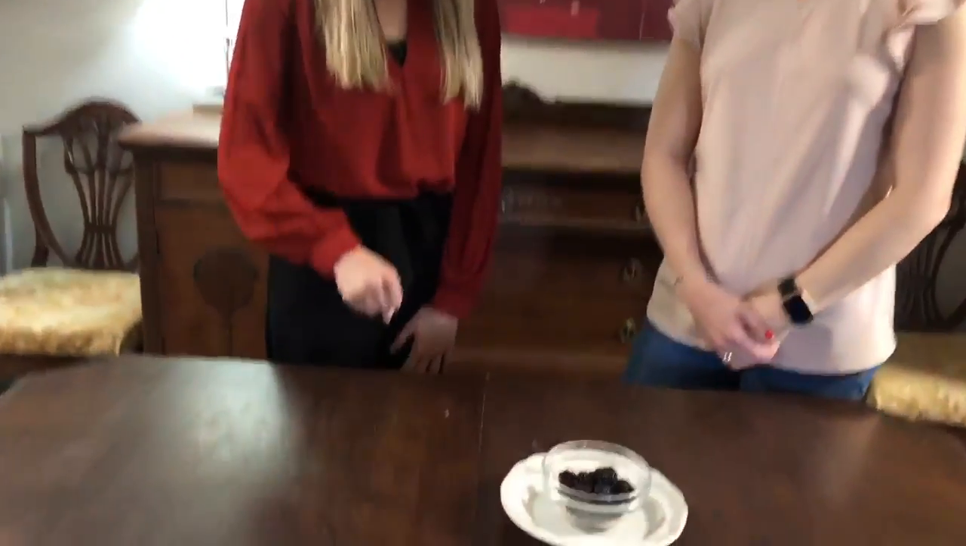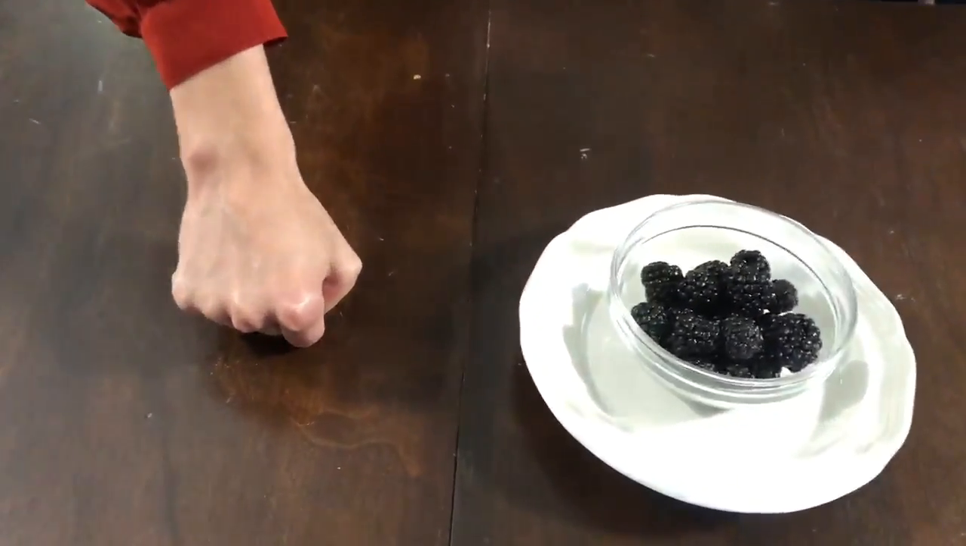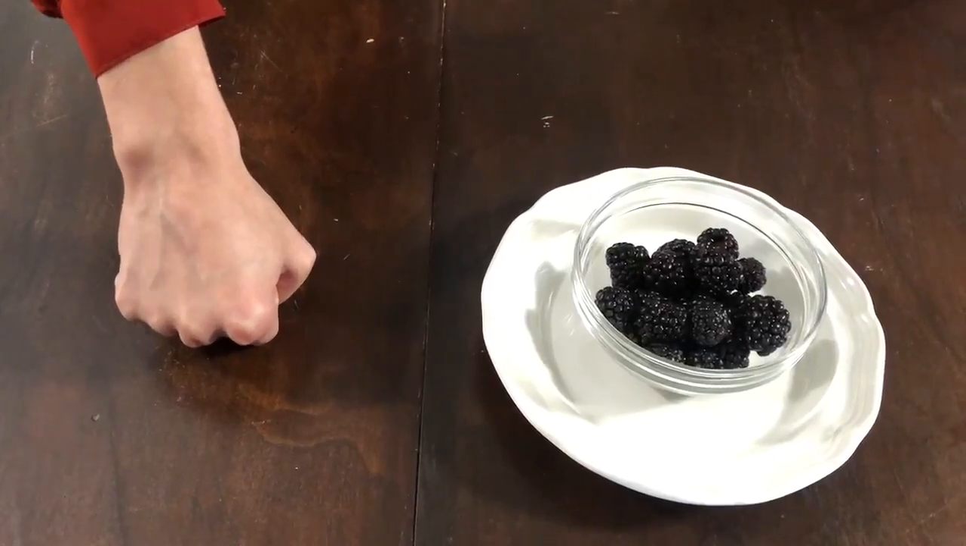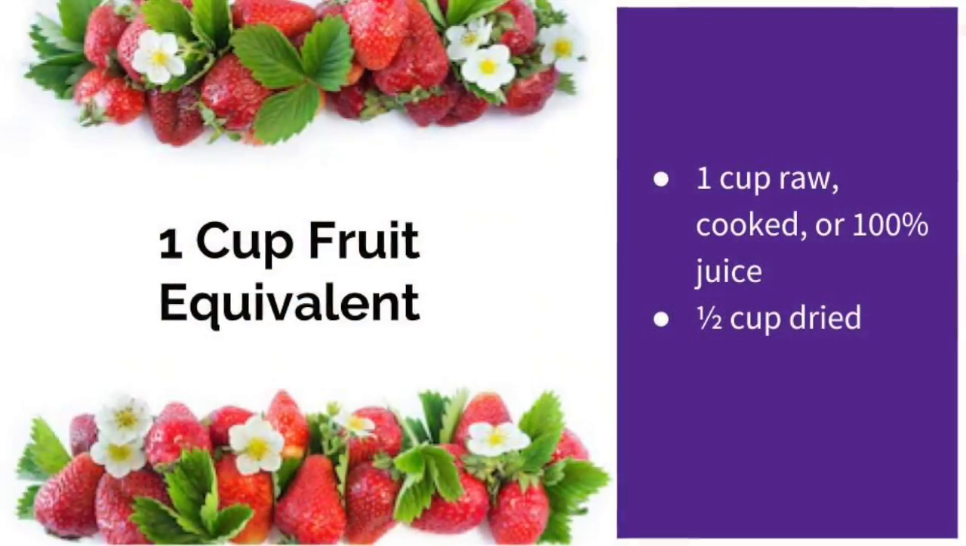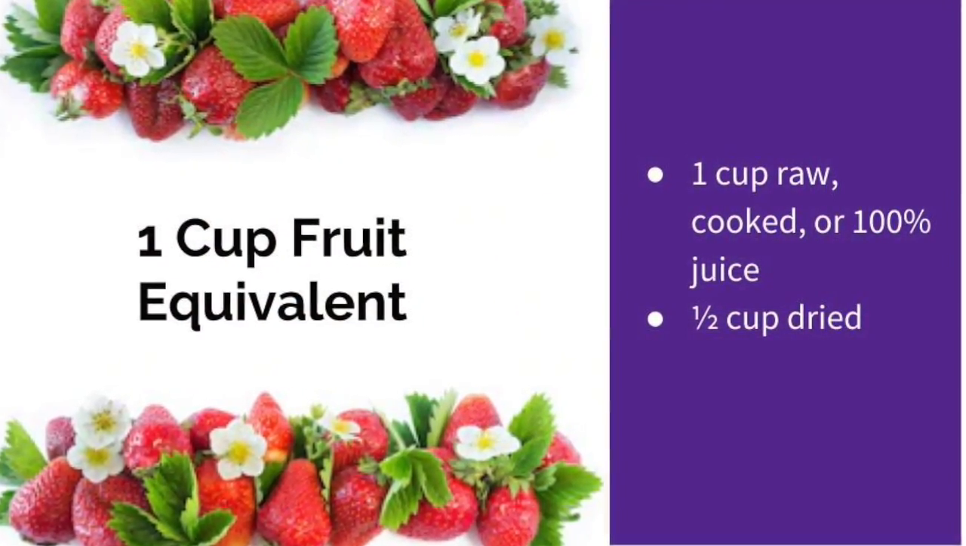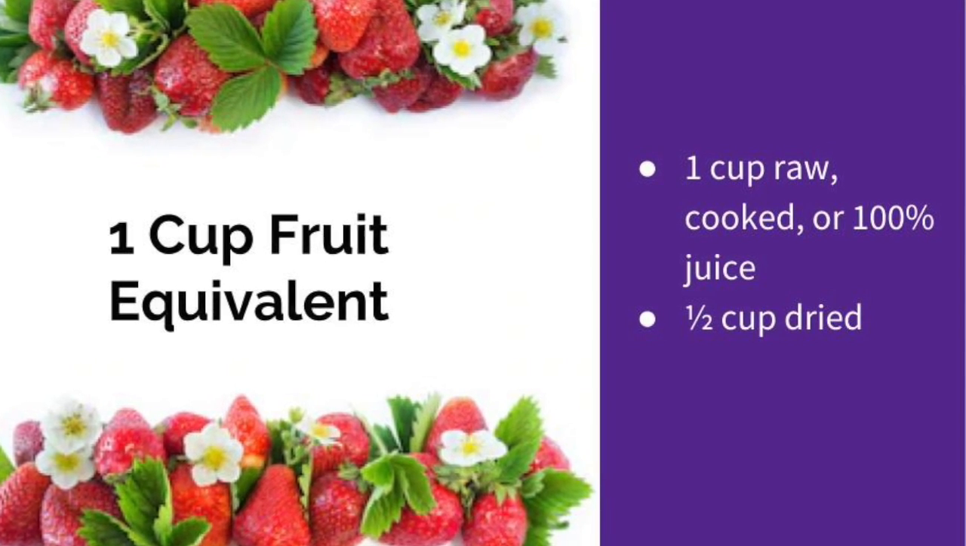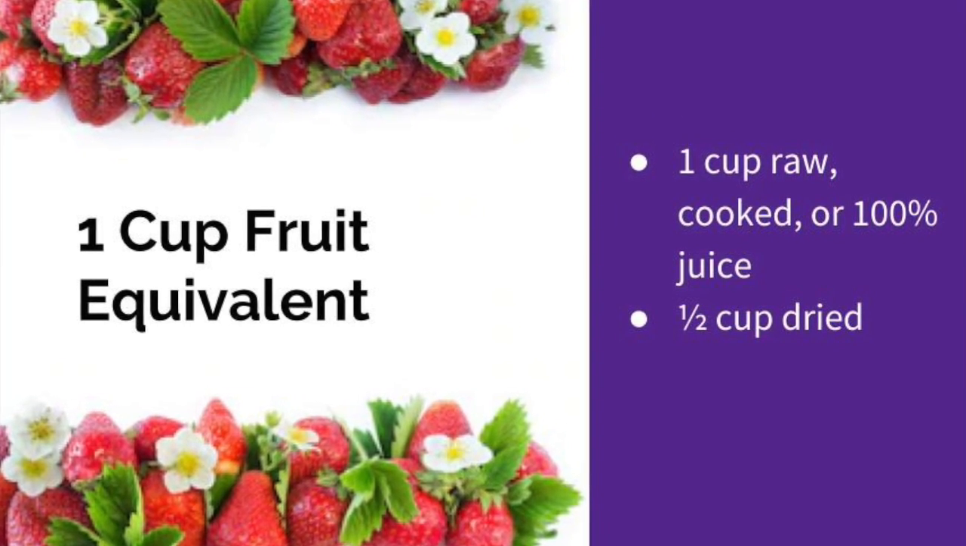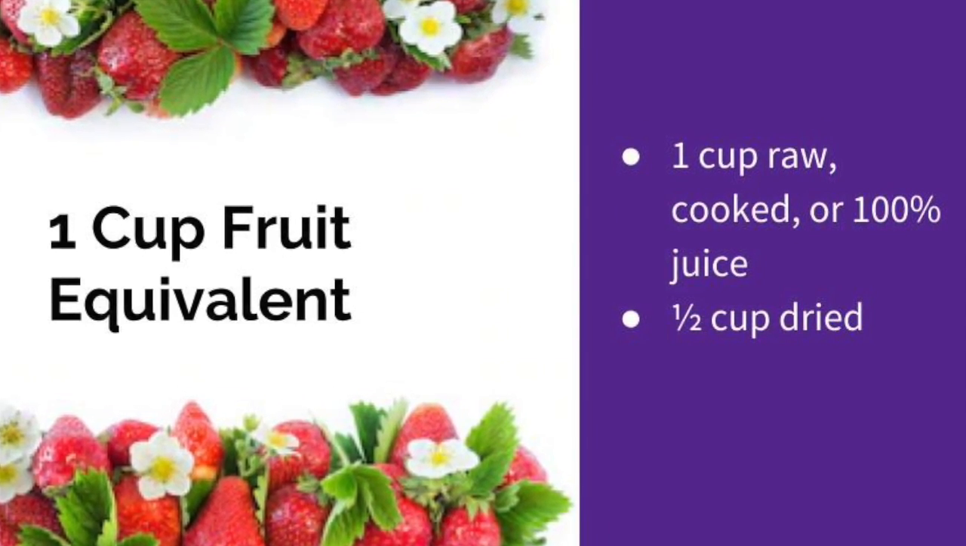The MyPlate plan recommends that the average adult consumes 2 cups of fruit, 2.5 cups of vegetables, 6 ounces of grains, 5.5 ounces of protein, and 3 cups of dairy per day. So what does a cup of fruit look like? A cup of fruit is the size of a fist, while a half cup of fruit is the size of a tennis ball. 1 cup of fruit is equal to 1 cup of raw, cooked, or 100% juice, or a half cup of dried fruit.